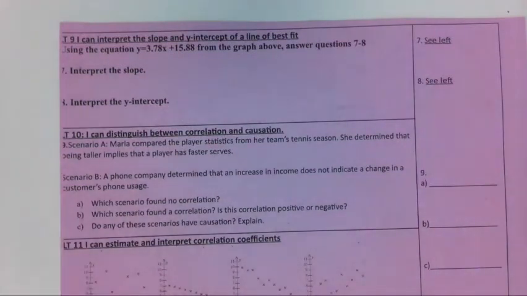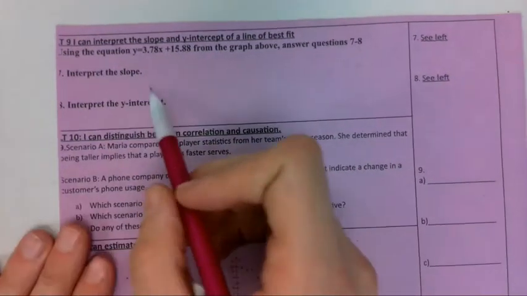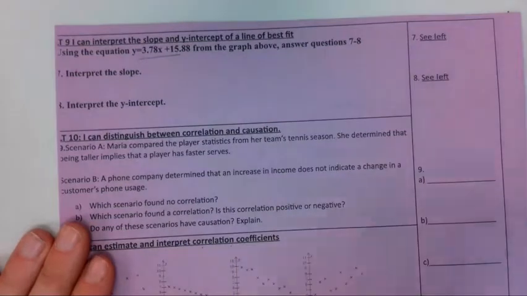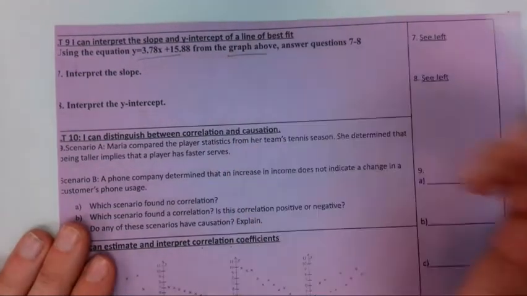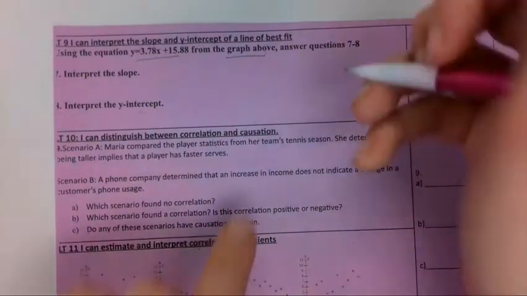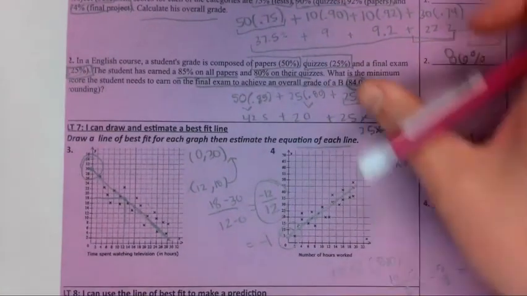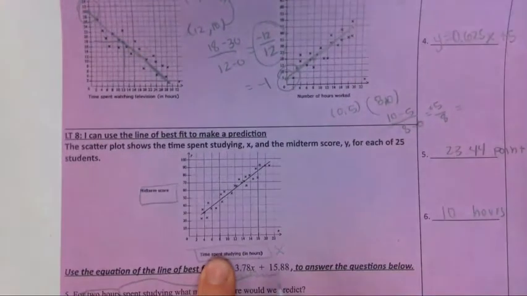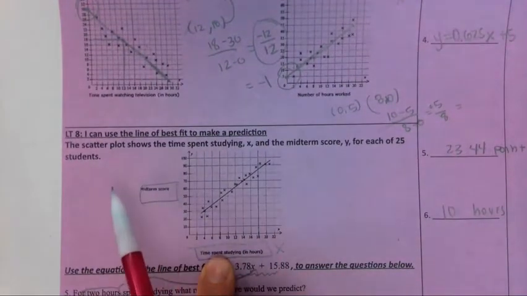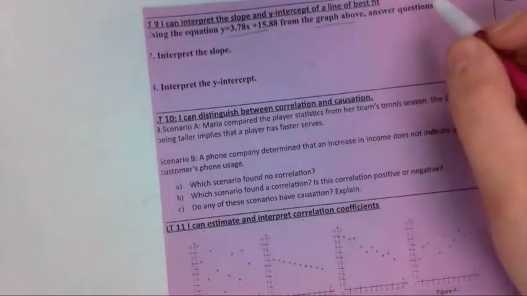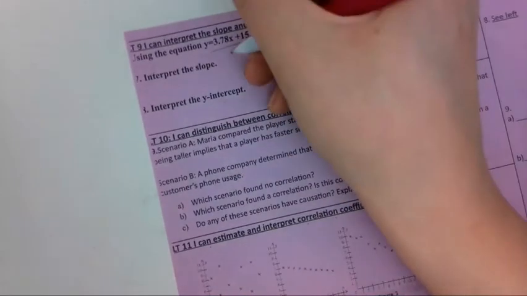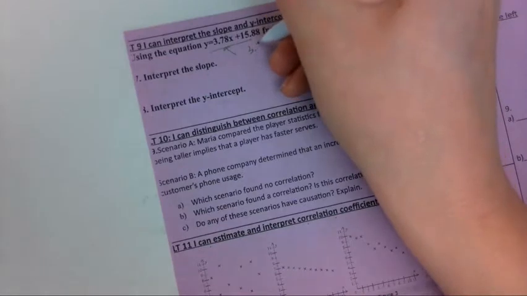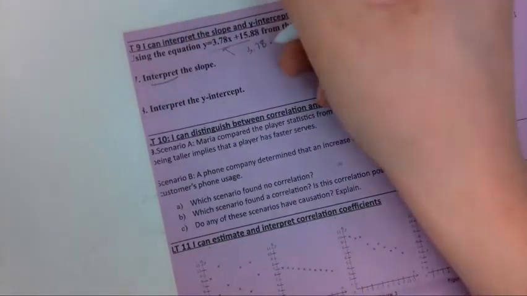Okay, it says use the equation. Notice this equation matches exactly the previous graph. It says graph above. It's just talking about the graph on our previous page. Remember that the x is the time spent studying, and the y is my midterm score. So interpreting the slope. Well, here's my slope. 3.78 is my slope, but it says interpret. So I'm going to write a sentence.